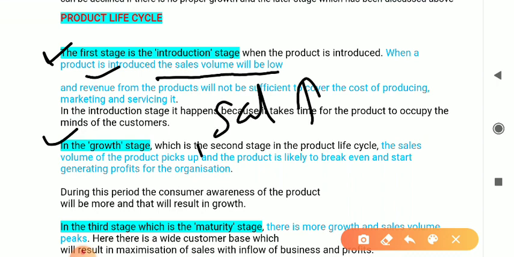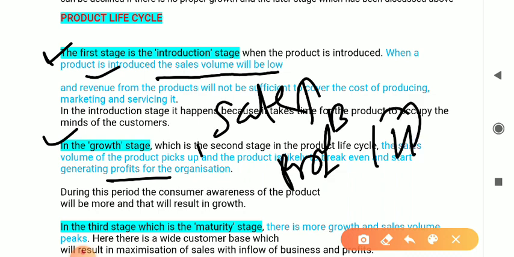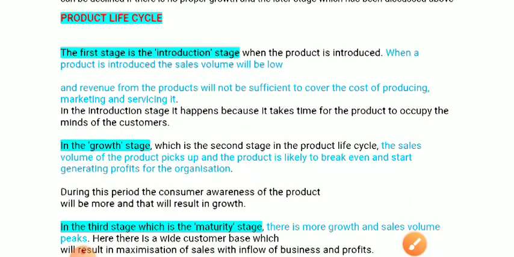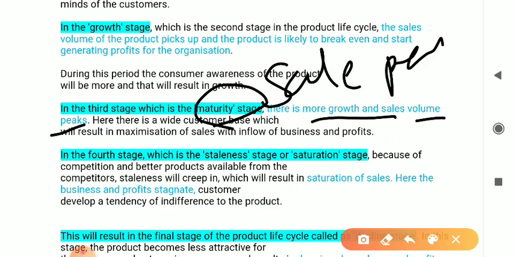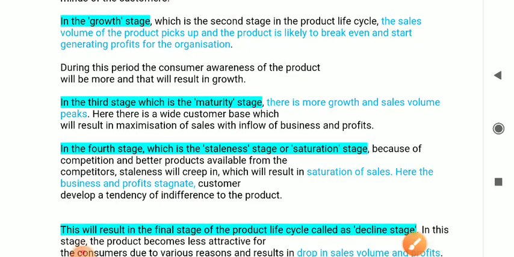हो जाएगा. Then the product is likely to break even, there will be a break even point, and it starts generating profits. During this stage, consumer awareness of the product will be more and will also result in growth. So there will be consumer awareness in this stage. So in the third stage, the maturity stage, there is more growth, sales volume peaks. So sale आपका peak stage में आ जाएगा. So here there is a wide customer base, there will be result maximization stages.